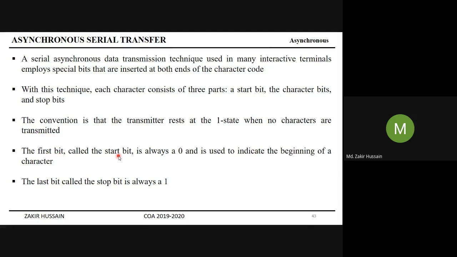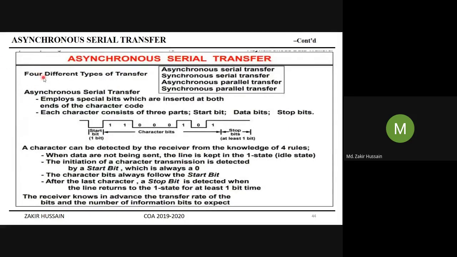The first bit, called the start bit, is always zero. In this example, the first bit is always zero and is used to indicate the beginning of a character. The last bit, called the stop bit, is always a one. So apart from the character bits, the start bit is always zero and the stop bit is always one. We'll see it with an example. You have this start bit here. This is zero.